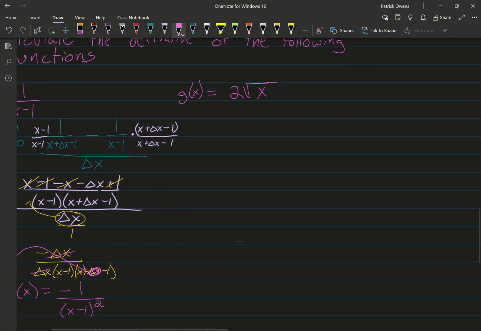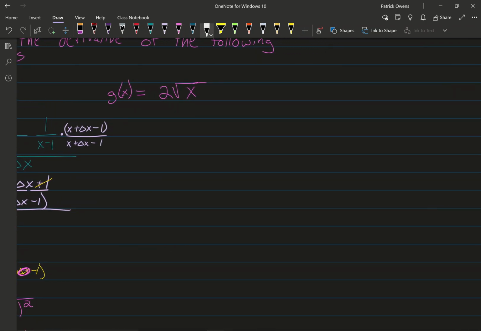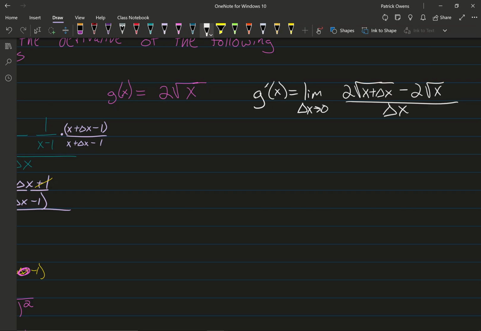For radical functions, we still want to set this up the same way that we have all the other ones. So g prime of x is equal to our limit as delta x approaches 0 of f of x plus delta x minus f of x, all divided by delta x.